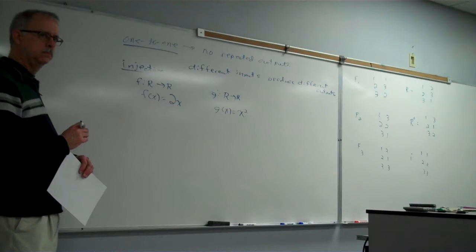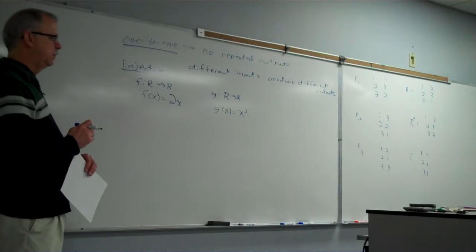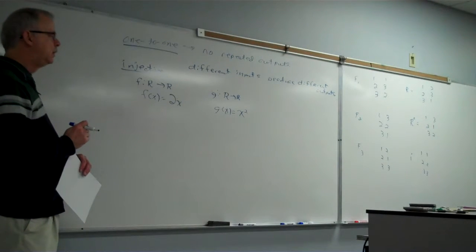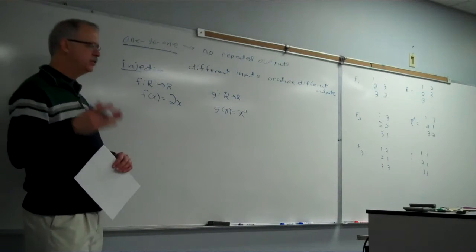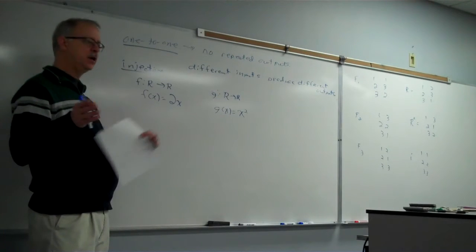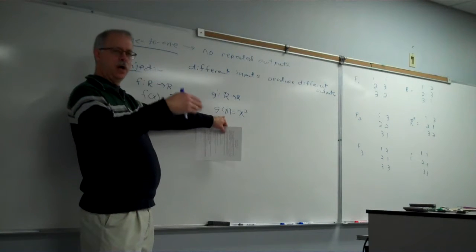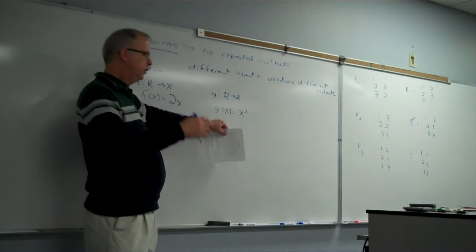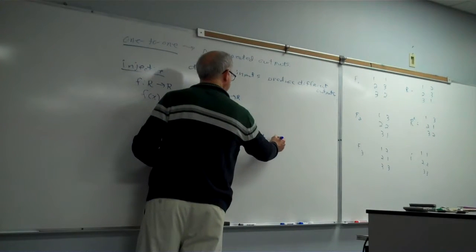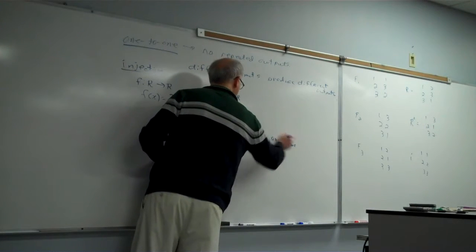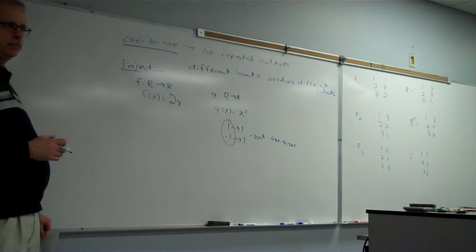Would you consider an input of 1 repeating? Put in 1, you get 1. Well, no, for repeated outputs, we would need something else to go to 1 as well. So the fact that 1 goes to 1 doesn't give us a repeat. Does anything else go to 1? Okay, negative 1. Yeah, so actually here, 1 goes to 1 and negative 1 goes to 1. This function is not 1 to 1, because we can figure out 2 different inputs that actually produce the same output.